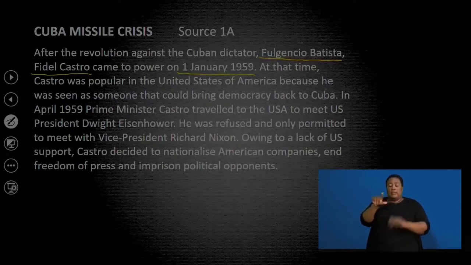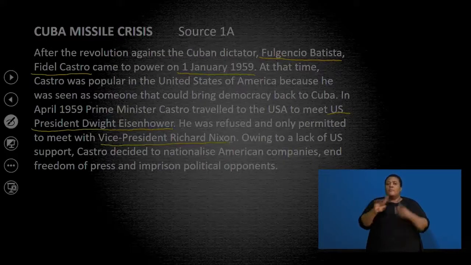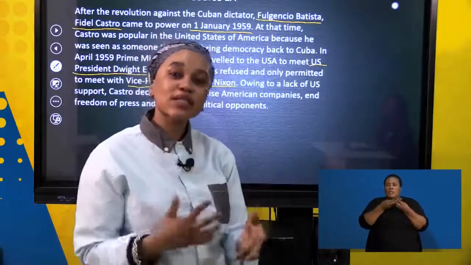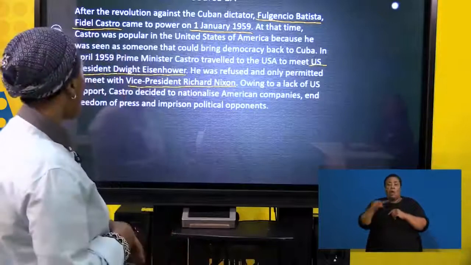And then it also tells you here that the U.S. president, I'm going to start here where it says U.S. president, was Dwight Eisenhower. You already know that. The vice president, Richard Nixon. All those are important things that you would have to highlight because, as I said to you, you will be expected to use them when you're answering your question.